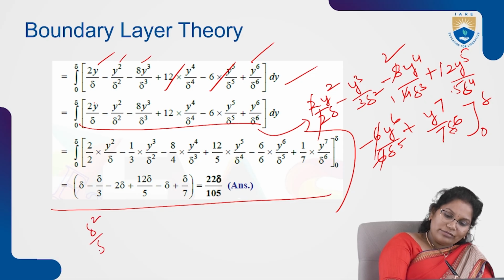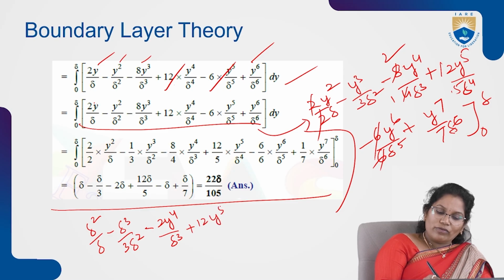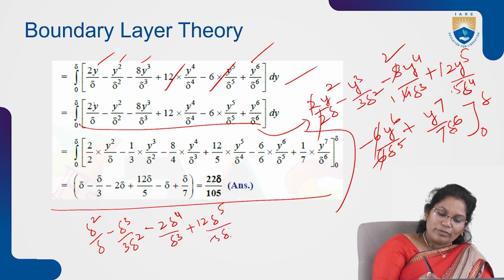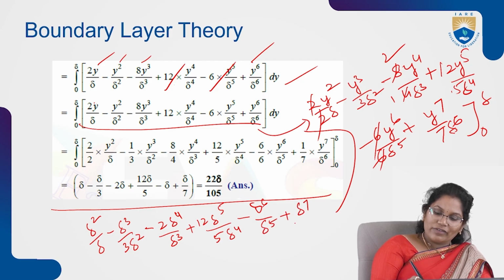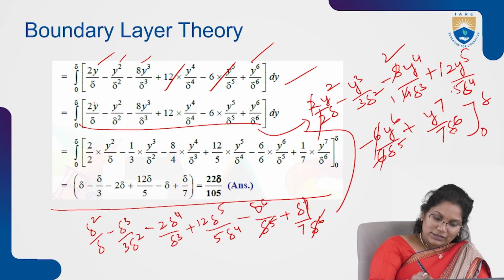Delta square by delta minus delta cube by 3 delta square minus 2 delta to the power of 4 by delta cube plus 12 delta to the power of 5 by 5 delta to the power of 4 minus delta to the power of 6 by delta to the power of 5 plus delta to the power of 7 by 7 delta to the power of 6. This is what we got. Again, this will get cancelled.